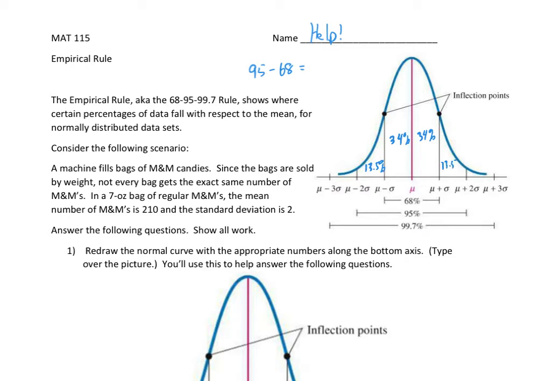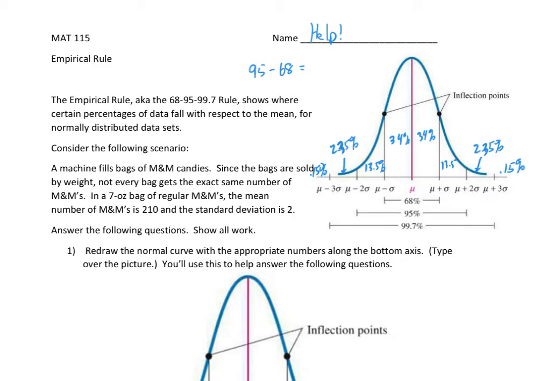And then 99.7 minus 95 is 4.7. Cut that in half for each of these two regions, and you get 2.35%. Correcting myself there, that should be a 3.5. There we go. And then here's the 0.15. On the outside of that is 0.15% for anything outside of 3 standard deviations.